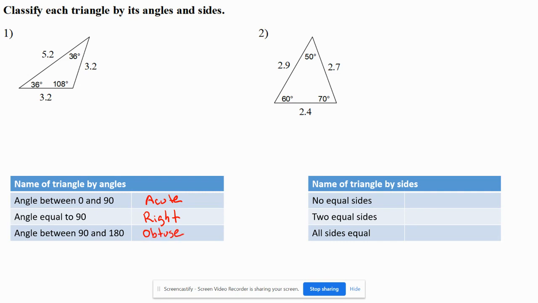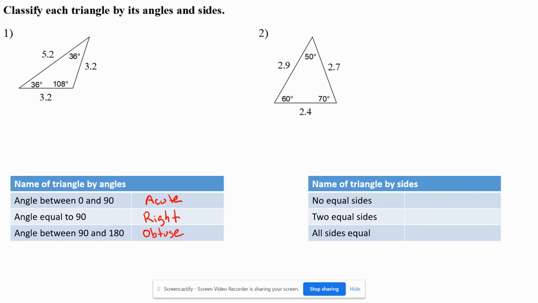So the name of an angle that is between 0 and 90, we call it acute. The name of an angle that is equal to 90, we call it right. And the name of an angle that is between 90 and 180, we call that obtuse. Now, when it comes to triangles, we give the triangle the name of its biggest angle. I'll come back to examples 1 and 2.